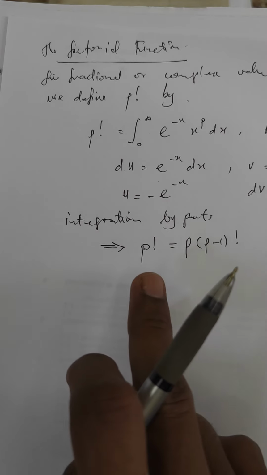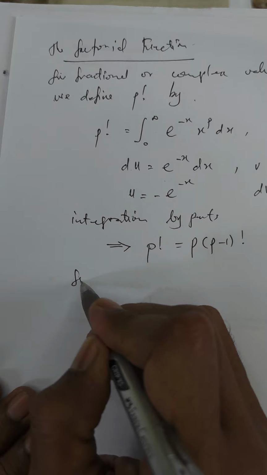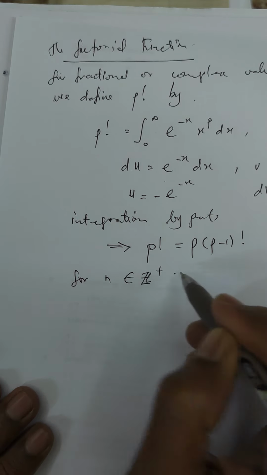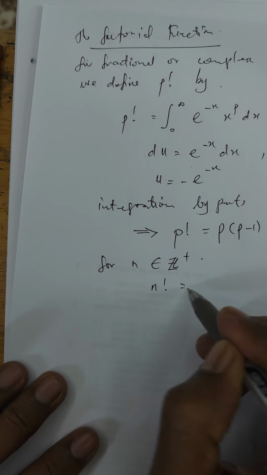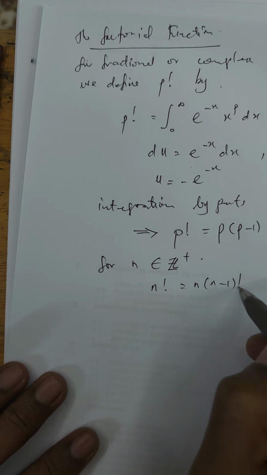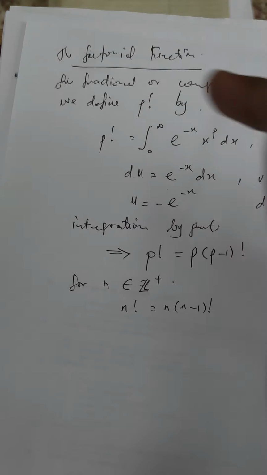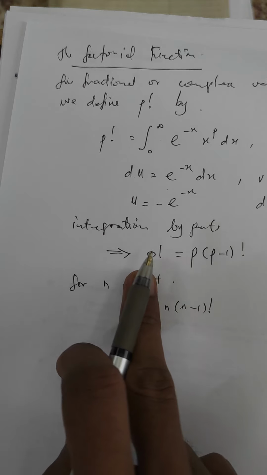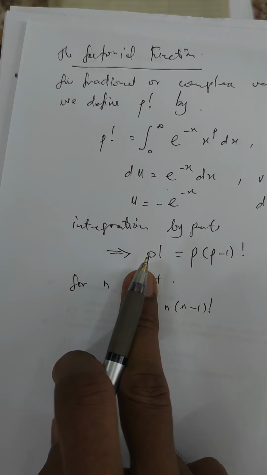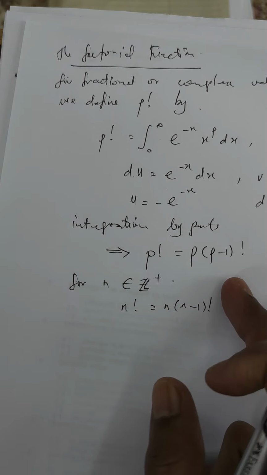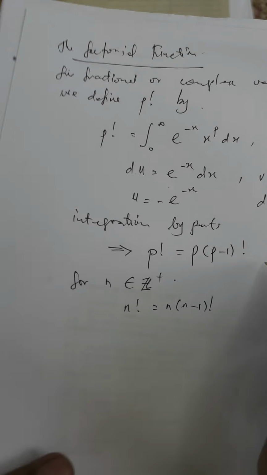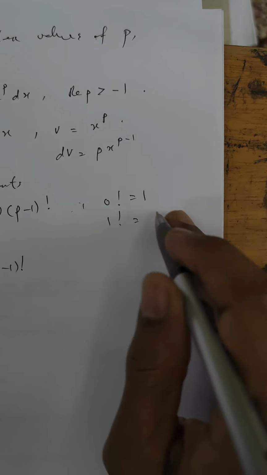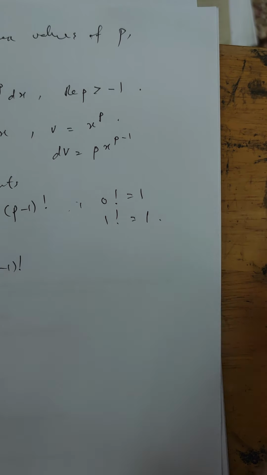And of course for positive integers, we know n factorial is n times n minus 1 factorial, and this also applies for the case of fractions. It is obvious that 0 factorial is 1, and 1 factorial is 1.